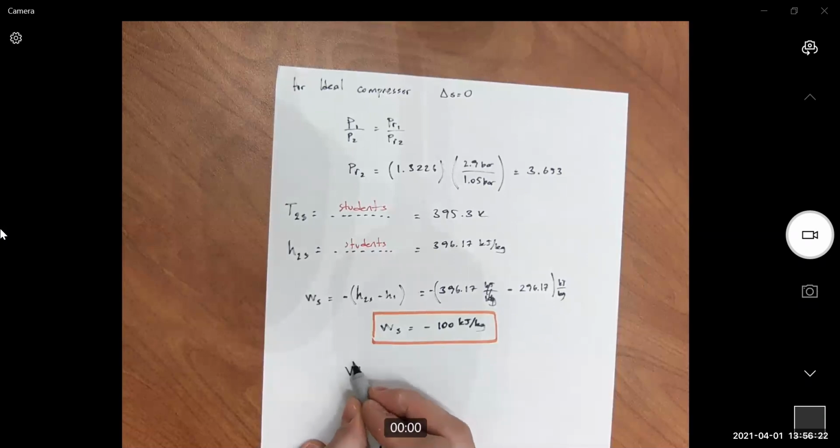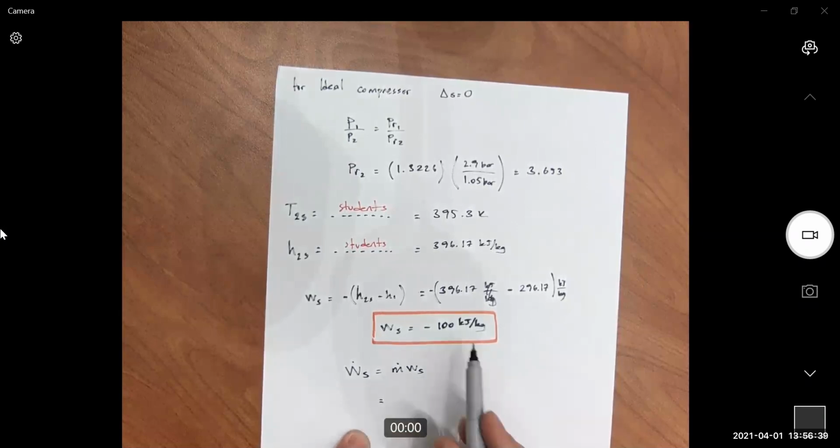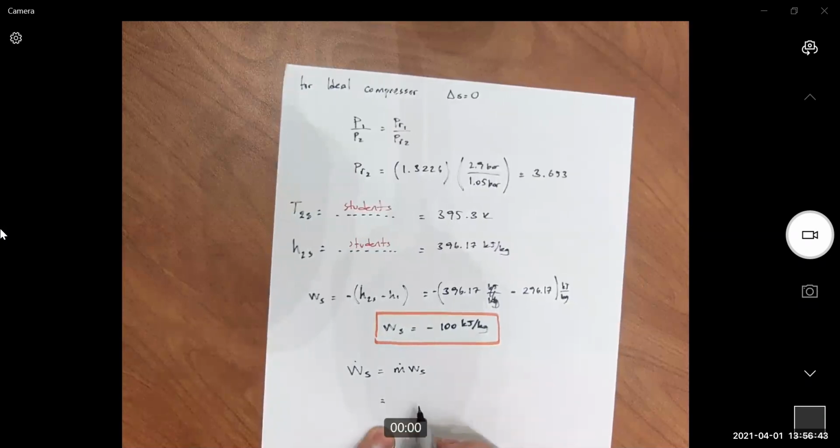And the work for the flow rate given, I'm also finding in kilowatts, not kilojoules per kilogram. Okay. Mass flow rate is 1.8 kilograms per second, and 100 kilojoules per kilogram should give me minus 180 kilowatts.